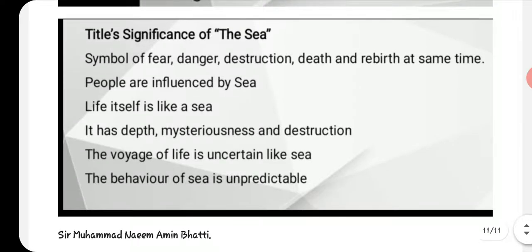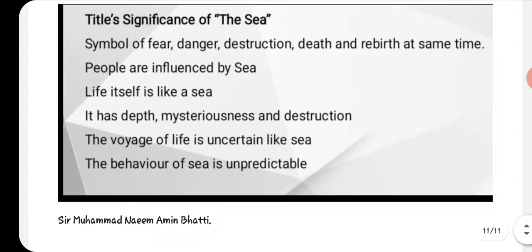If we talk about the significance of the title, the sea is the symbol of fear, danger, destruction, death, rebirth, and that is the symbol of prosperity and the symbol of destruction at the same time. People are influenced by the sea. Life itself is like the sea, it has depth, mysteriousness, and destruction. The mysteriousness prevails on each and everything. The voyage of life is uncertain like the sea, and the behavior of the sea is unpredictable. So these are some points which we have discussed today.